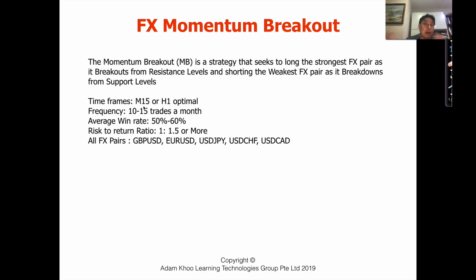Average win rate, like most strategies, would be 50 to 60%. Risk to return ratio is not fixed for this strategy. Sometimes you could be risking 1 to make 1.5, sometimes 1 to 2, sometimes even 1 to 1.4, depending on the situation. All right, so you can trade this on all FX pairs. So with that, let's get down to the strategy.